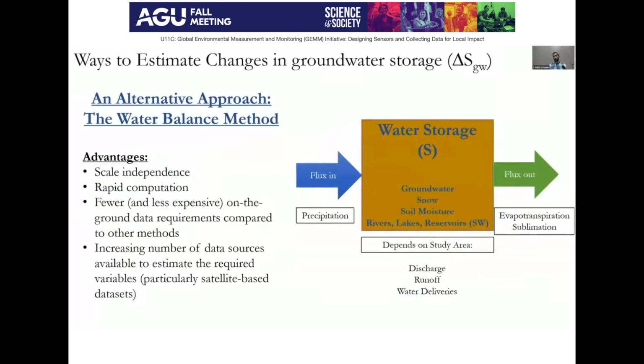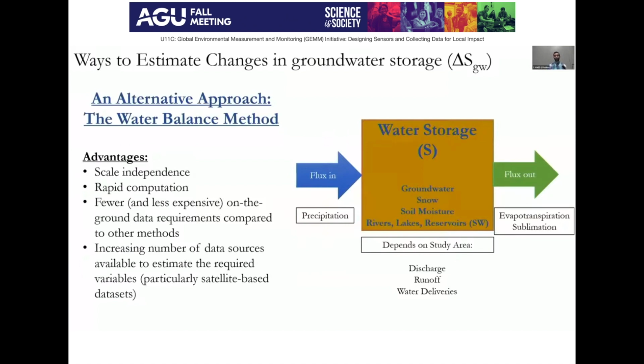And so what are those variables? On the right-hand side of this slide, I'm just showing a simple mass balance framework with flux in minus flux out being the change in storage, as long as you account for all of the other stores of water.